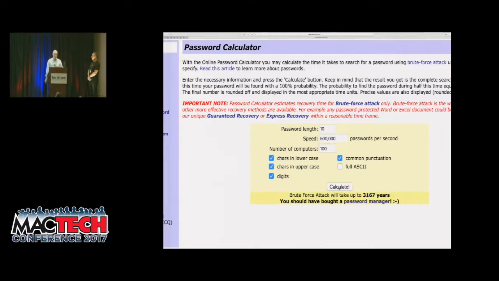Sure. You know, and we've now got 3,000 years, 100 computers at it. And now if we go from 10 to, let's say, 14, let's go 16. 16 characters, 100 computers, upper, lower, and punctuation will take that many years to go through every possible combination. That makes sense to people, and then they understand why they need to have a very strong password.